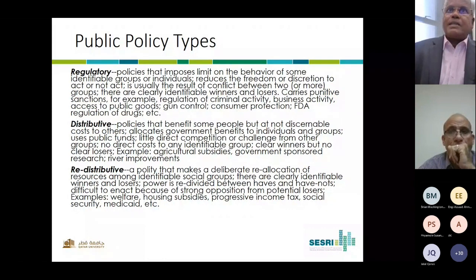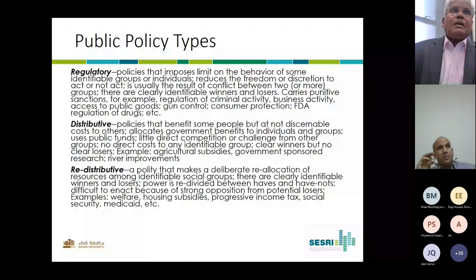Distributive policy action allocates government benefits to individuals or groups of people, using public funds, a budget, with little direct competition or challenges from other groups and no direct cost to any identifiable groups. There are clear winners but no clear losers in this type of distributive policy. Examples: subsidies, government-sponsored research, investment in development, river improvement, infrastructure development, etc. These fall under the category of distributive policy types.